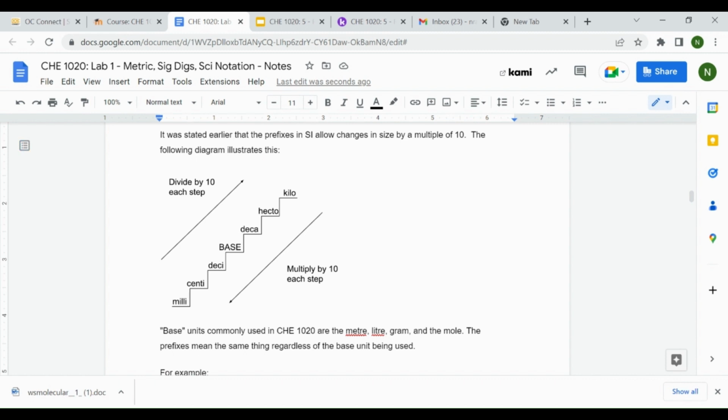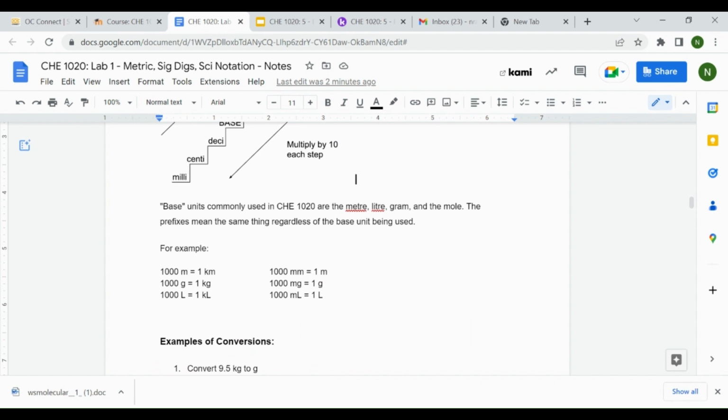So I divide by 10, divide by 10 again, and divide by 10 again. Okay, so again, it's not the same thing as dividing by 30. Similarly, if I were to start with my base unit and I wanted to convert it to the next unit down, so for example, from meters to decimeters, I would multiply that by a factor of 10. So moving up, divide by 10, moving down, multiply by 10.